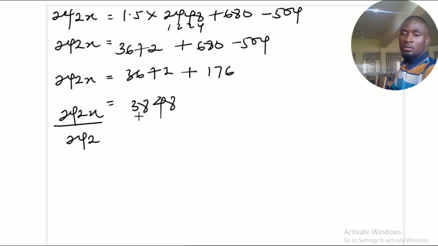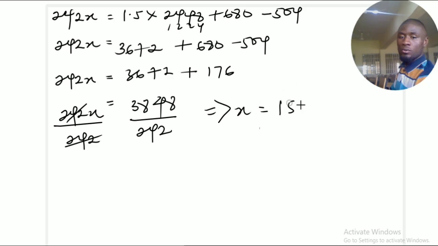To find the value of x, divide both sides by 242. So the value of x is given to be equal to 15.9, which can be approximated to 16. So the value of x is equal to 15.9, approximated to 16.